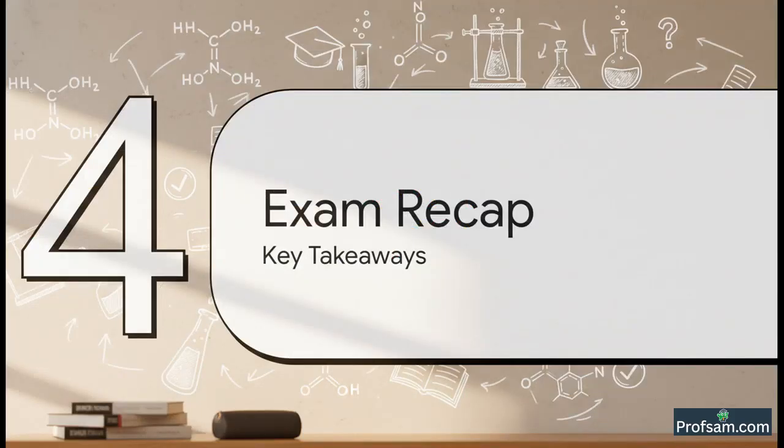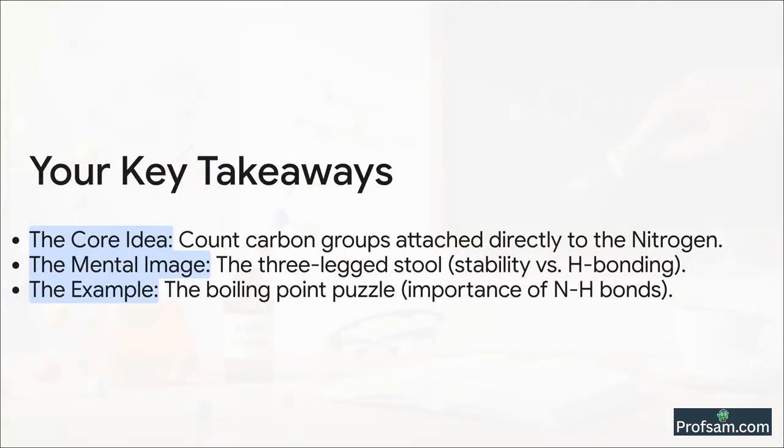So, to recap everything, what are the most important things that you really need to remember for your exam to master this topic? There are just 3 things. First, the core idea. Simply count the number of carbon groups attached directly to the nitrogen atom. 1, 2, or 3. Second, the mental image. Remember that 3-legged stool. More legs mean it's more stable by itself, but it has less ability to form hydrogen bonds. And third, the example. Recall the boiling point puzzle. It's the perfect proof of why this matters. It's all about the presence or absence of those NH bonds.